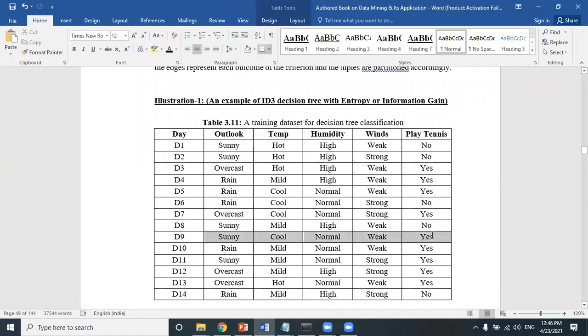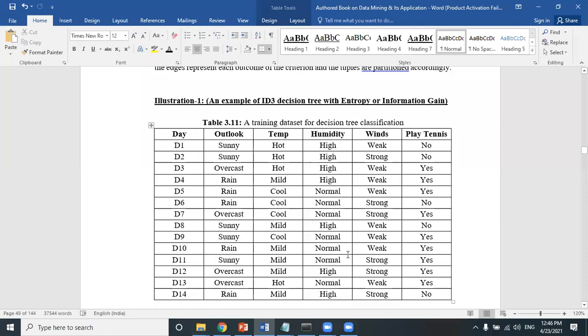This is the one sunny for which it is positive, sunny and yes, right? Play tennis with respect to both sunny and yes. And there is one more sunny which is positive, sunny and yes. So two sunnies are positive, this is one and this is second. And the rest of the sunnies are negative, no. So two sunnies are positive, so our p value will be 2.